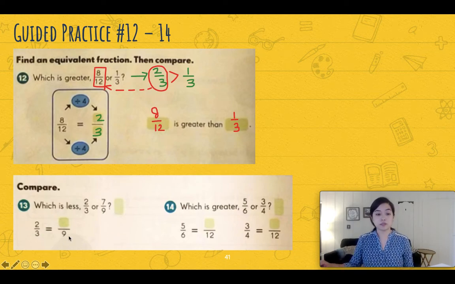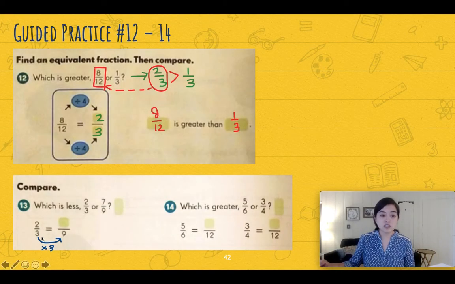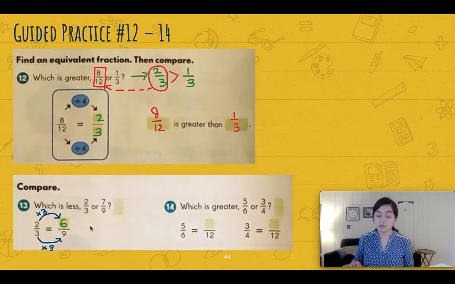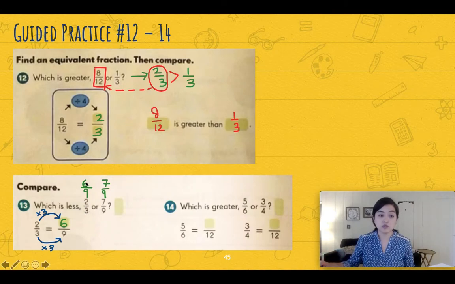I use multiplication, so it's actually 3 times 3 gets you 9. Whatever I do in the denominator, I have to do to the numerator to get an equivalent fraction. So let's do 2 times 3. What is 2 times 3? That's a 6. So 2/3 is equivalent to 6/9. I'm going to write that above my 2/3, 6/9, and I'm going to write 7/9 above 7/9 here.